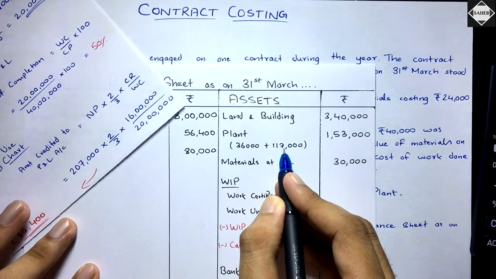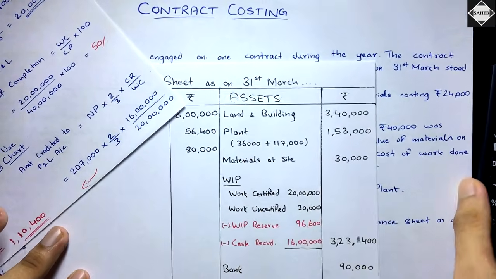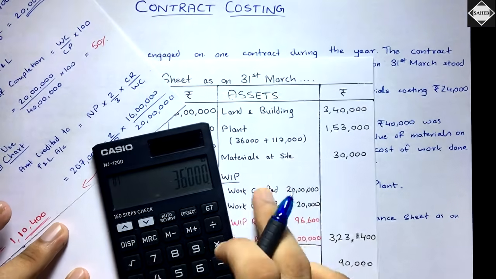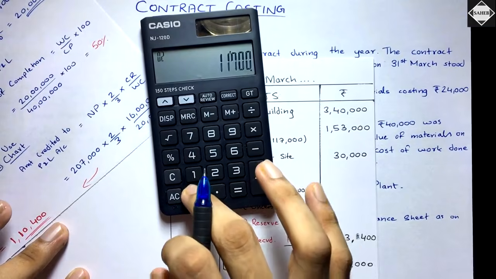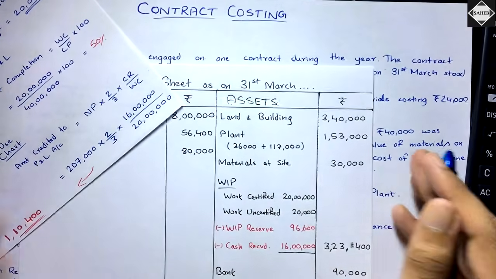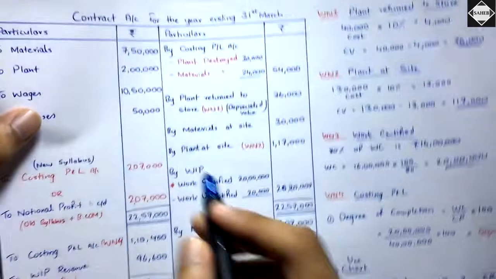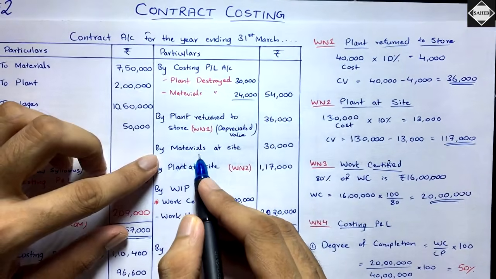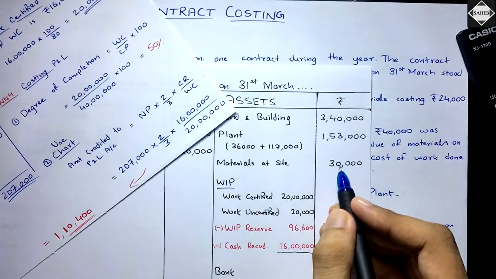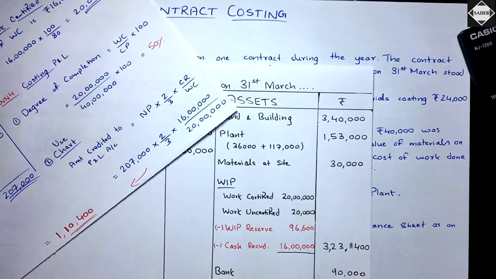36,000 plus 1,17,000 is equal to 1,53,000. So 1,53,000 is our plant balance. And then we have materials at site. Now this is also our asset, right? So 30,000 you have to take over here. Materials at site, 30,000. Simple.